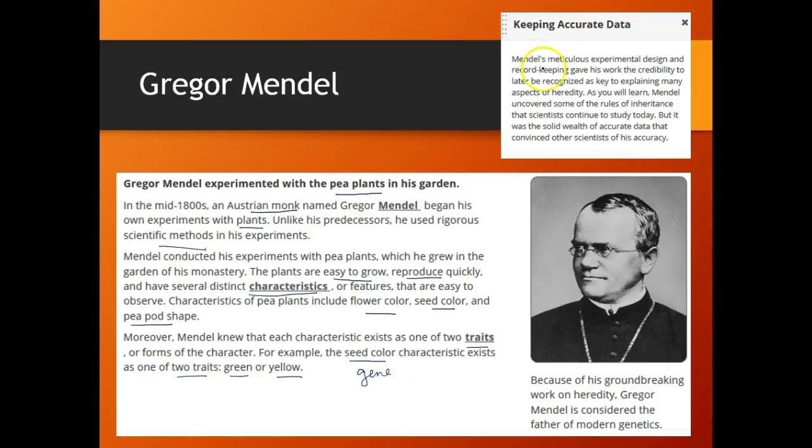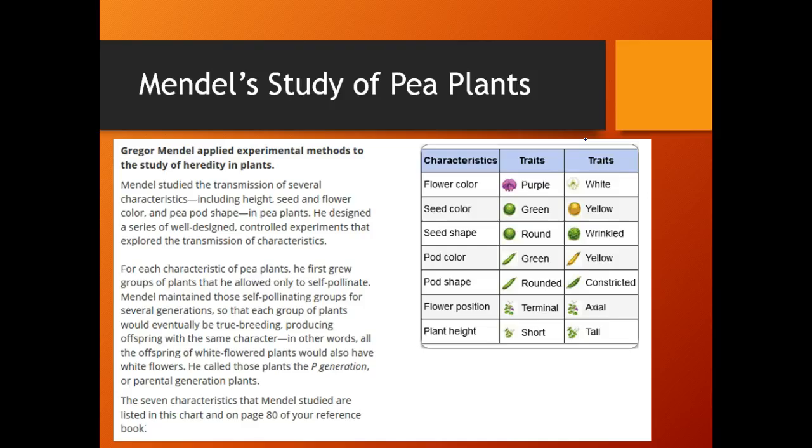So again, one really key characteristic about Mendel is that he had meticulous experimental design, always keeping close records, which allowed scientists to really respect his work and be convinced of his conclusions.